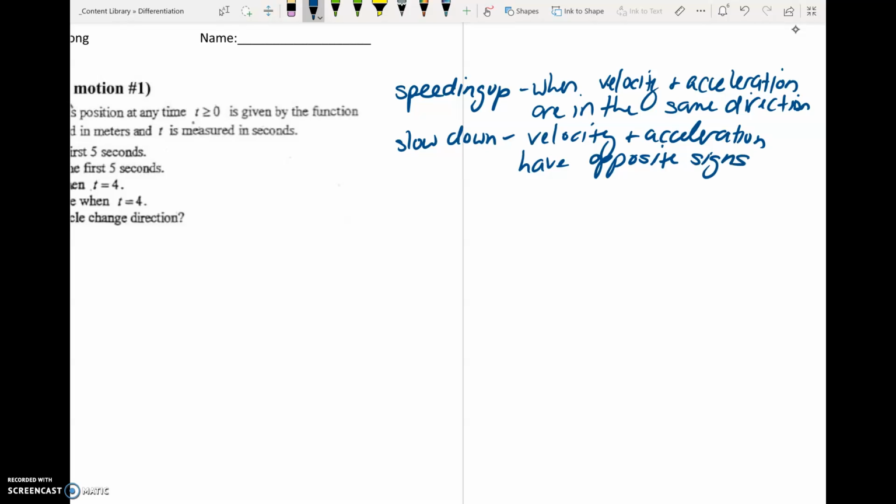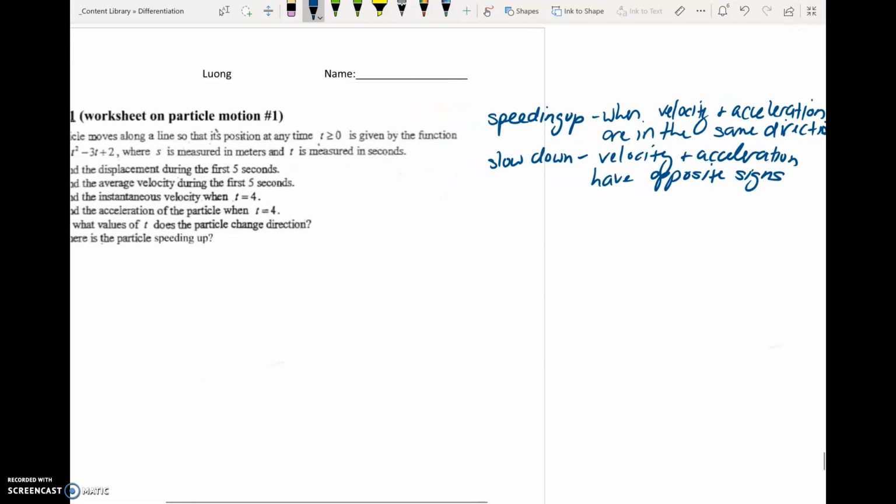So that means that if you have a positive velocity and a negative acceleration, you're slowing down. If you have a negative acceleration and positive velocity, you are still slowing down.